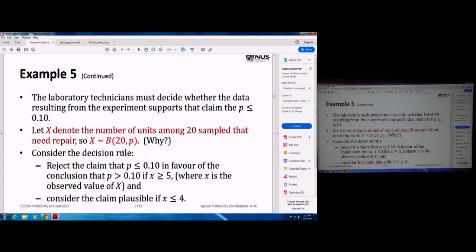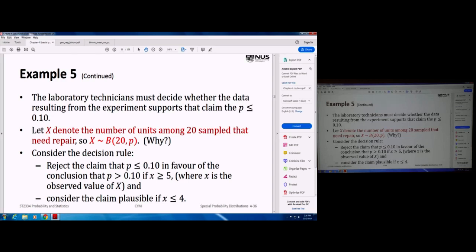Okay, so this takes a bit of time. The laboratory technicians must decide whether the data resulting from the experiment supports the claim that the chance of failure is 0.1 or less than or equal to 0.1. Okay, so for those of you who might be interested, this is a kind of precursor to the notion of hypothesis testing, which we will discuss in the final chapter of this course. But anyway. So let's suppose the following.